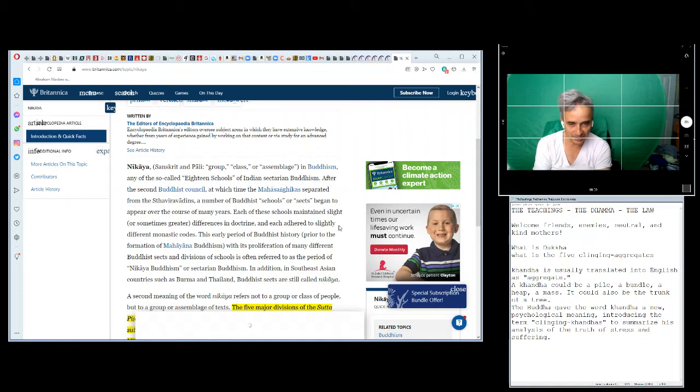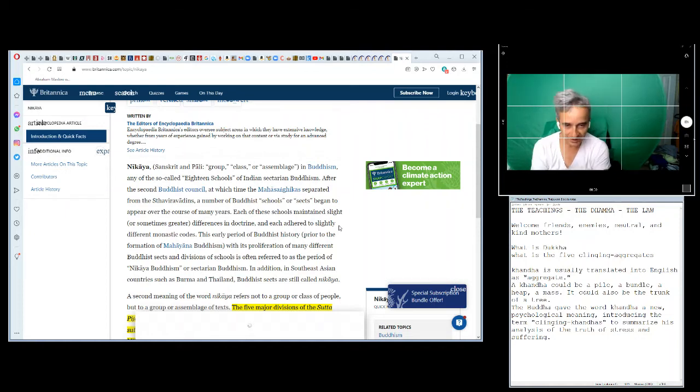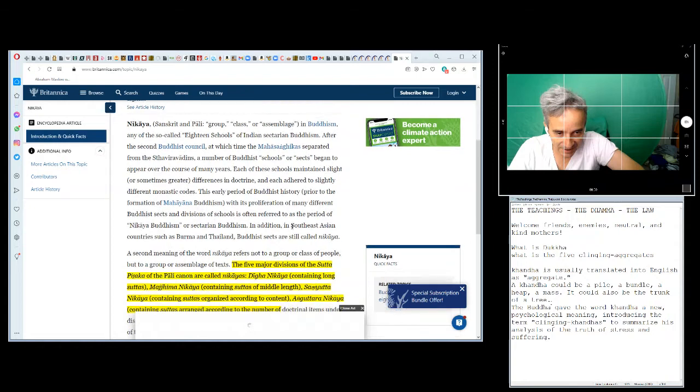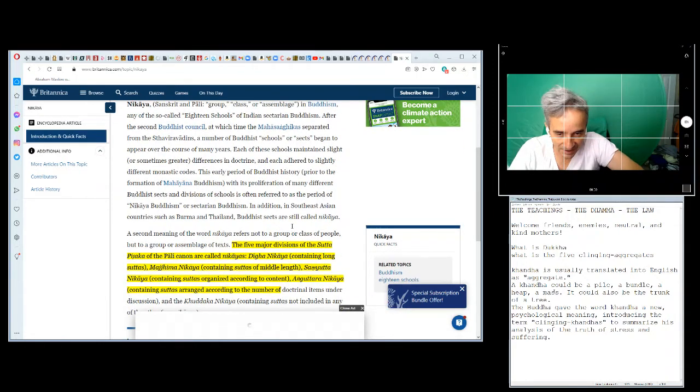Oh, that's what that Nikaya means? Class, assemblage, groups? I don't know. So it's referring to the 18 schools or sects of Buddhism. In addition, in Southeast Asian countries such as Burma, sects are still called Nikaya. The second meaning, that's the meaning that I want for the word Nikaya, refers not to a group or class of people, but to a group or assemblage of texts.